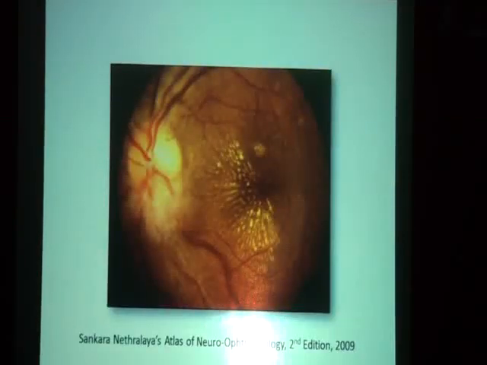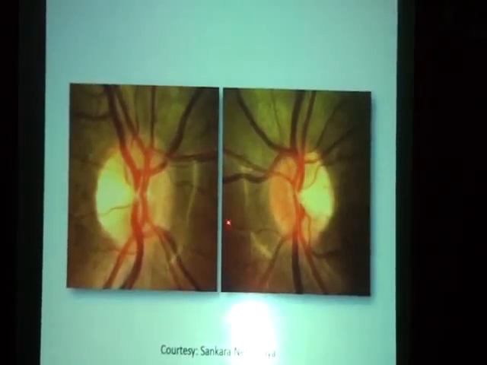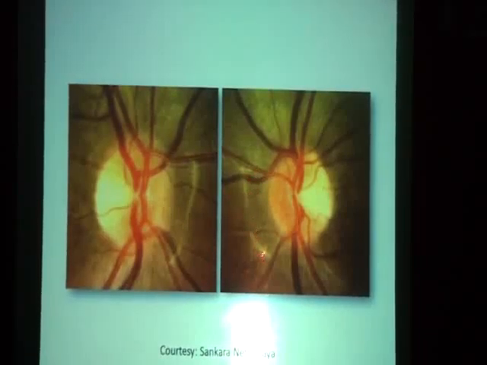This is another classic picture of neuroretinitis. I show you two similar looking discs. Both the discs are swollen. Look at the nerve fiber there, it is elevated. Okay, one may think that this is true edema.